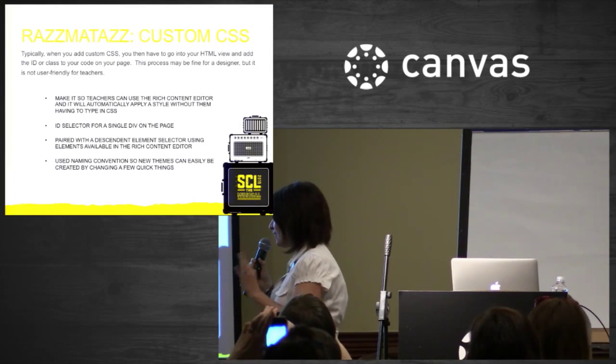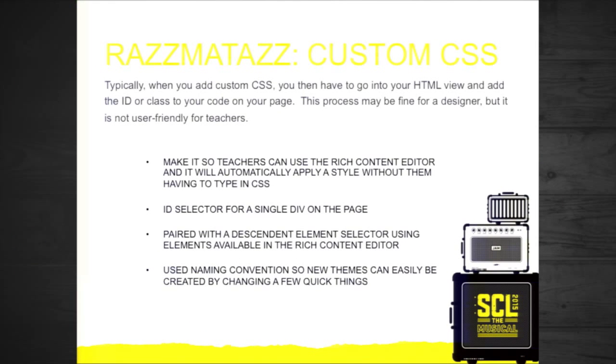So again, as I mentioned, we wanted to make it so all the teachers had to do was use the rich content editor. Nothing else, no coding, just the rich content editor. So what we did is we took the ID selectors. We made an ID selector for a single div on the page, sometimes 2 divs, but not anything the teacher has to do. So we made a special ID that's going to control the whole theme. And we put that one little teeny ID on the whole page, and that's going to control the style for the whole page. And I'll show you what that means in a minute.